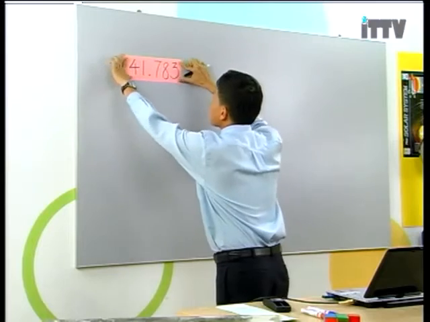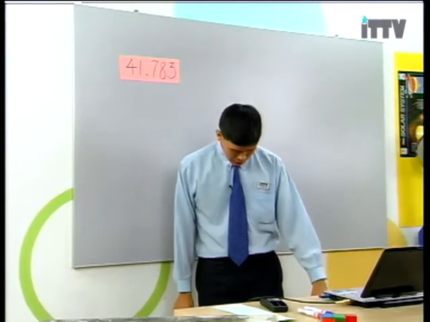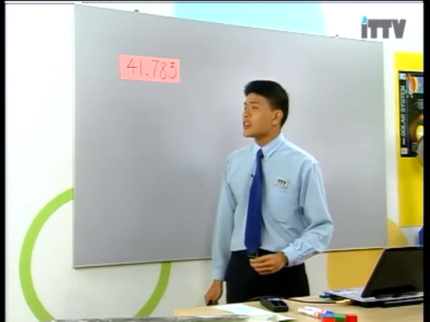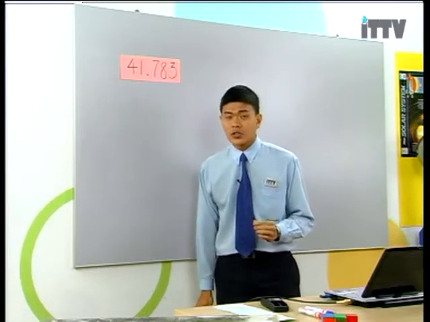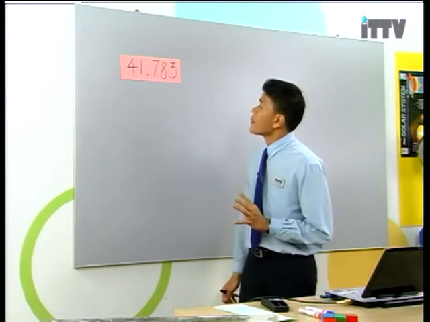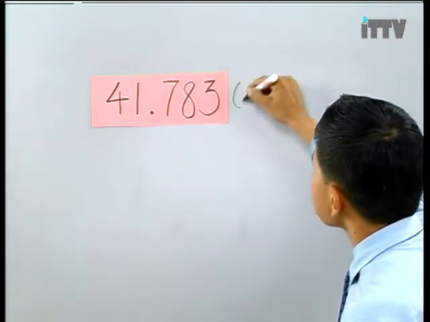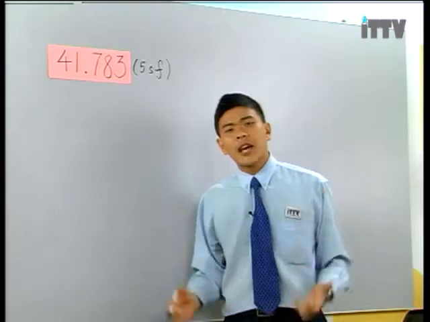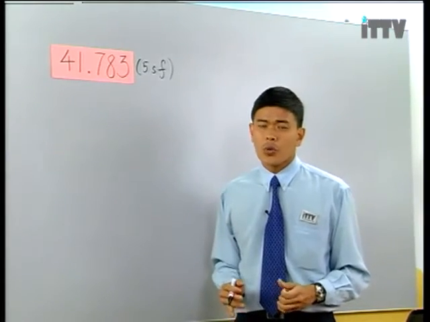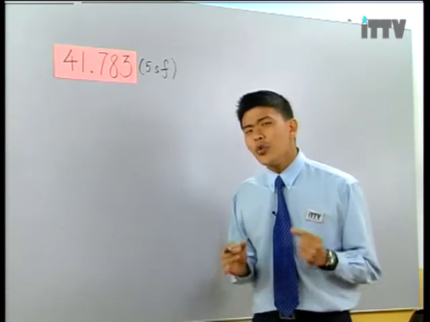Alright, I've pasted the number 41.783. And we would now want to set this number to 4 significant figures, 3 significant, 2 significant, and 1 significant figure. So, the same number originally has 5 significant figures. But sometimes we're not happy with 5 significant figures. We want to change the level of accuracy. So how do we do that?